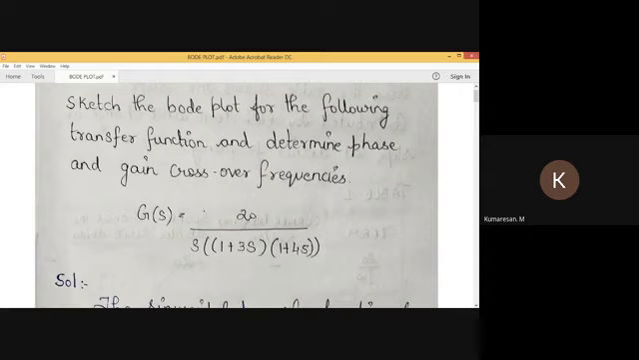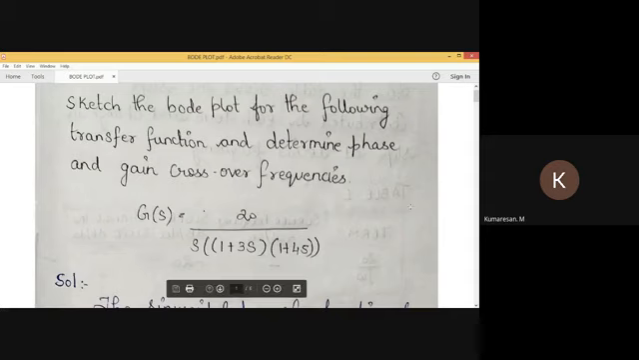So G of S is nothing but 20 divided by S into 1 plus 3S into 1 plus 4S. G of S alone means we know that is called the open loop system. You want to find out the closed loop, G of S divided by 1 plus G of S into H of S. But to draw the Bode plot, only the open loop function is required, means G of S only is required. G of S equals 20 divided by S into 1 plus 3S into 1 plus 4S.